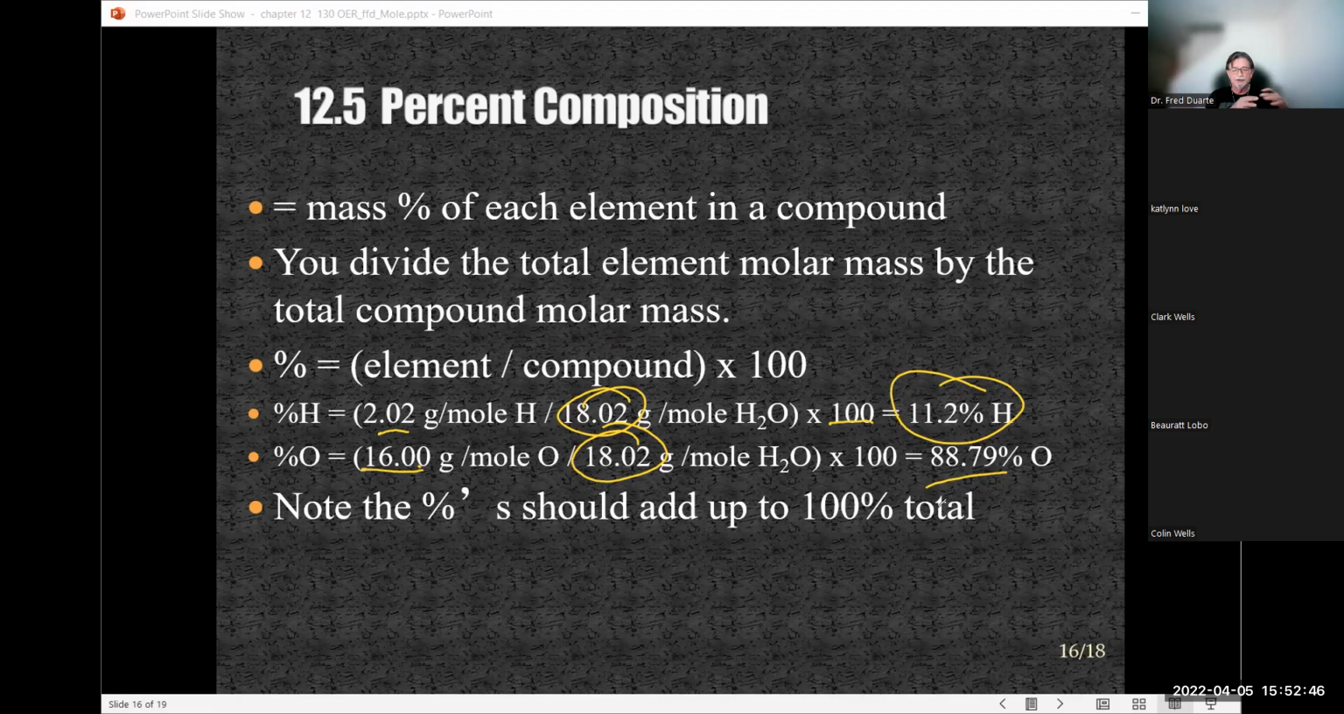Okay, and that is true for water wherever you find it, be it here in Arizona or on some planet out there that has that formula H2O, that's the percent composition. Note that the percentages should add up to 100%. If they don't, then check your math. Something probably went amok. All right.